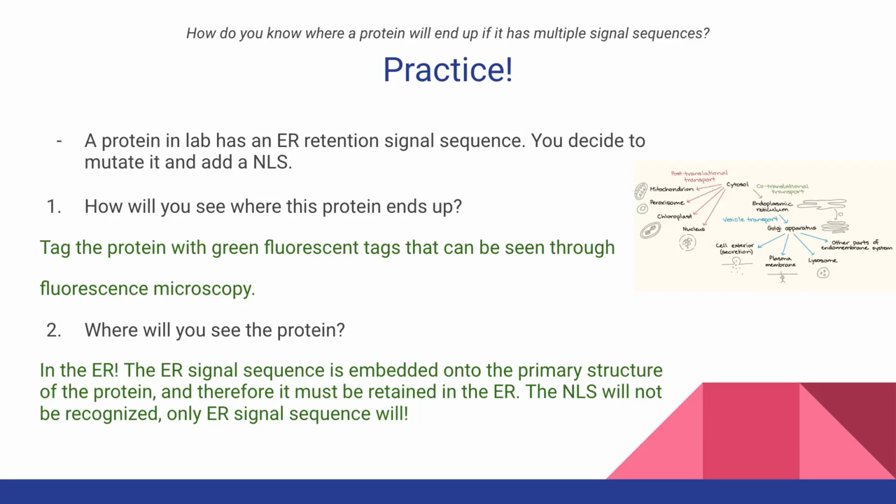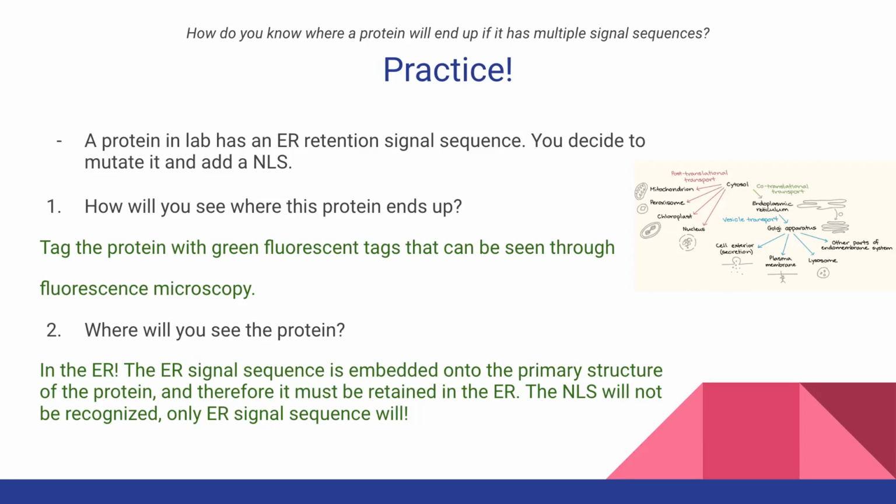If it just has an ER localization signal sequence and you decided to retain and add the NLS, would the answer still be the same? Would it still go to the ER, or would it end up somewhere else instead? It would still go to the ER just because of that co-translational process. It'll get recognized by that particle in the ER, the SRP, and then it'll get translated as it goes in.